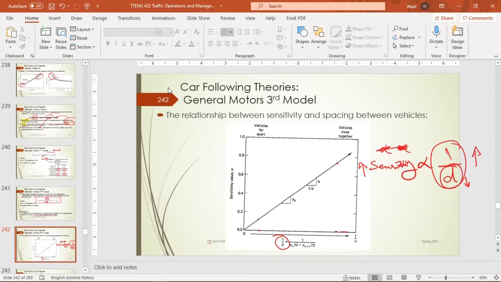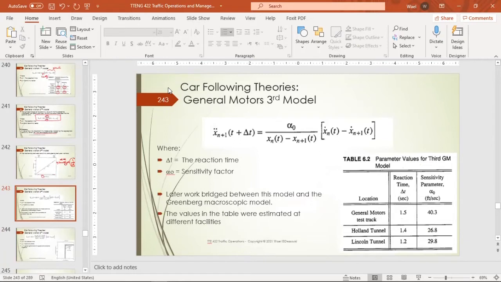Okay, so they came up with this form: alpha node divided by the spacing between the lead vehicle and the following vehicle. Okay, and they started calibrating this model. They did some testing at General Motors test track, and they got the delta T was 1.5. The alpha node was 40.3 feet per second. They did the same measurements at Holland Tunnel, that's in New York, and Lincoln Tunnel, and these were the values that they got.